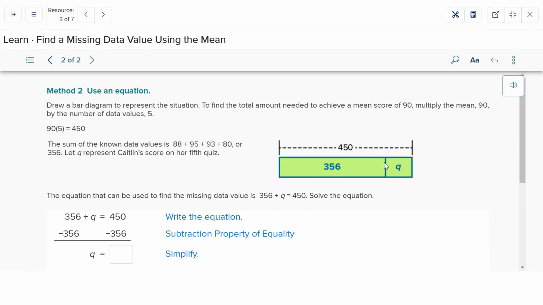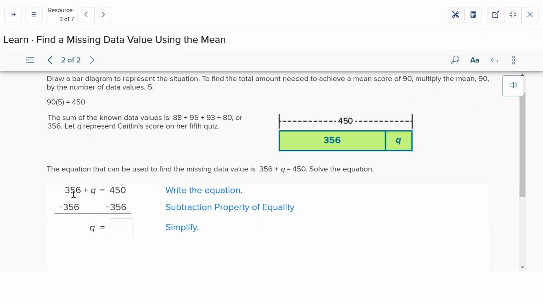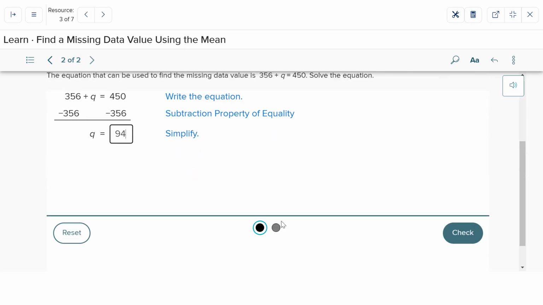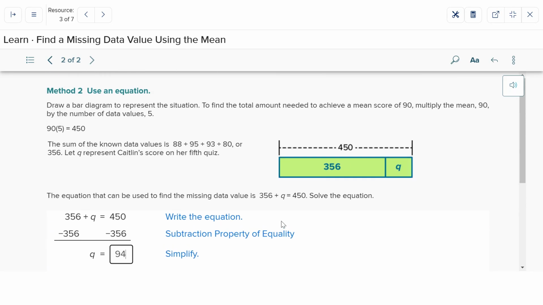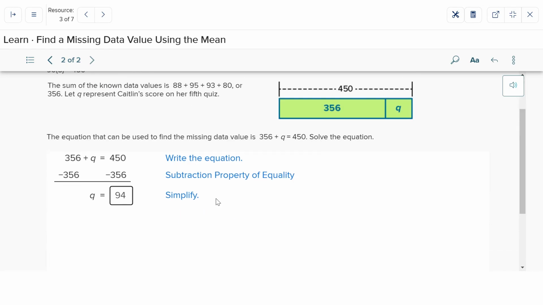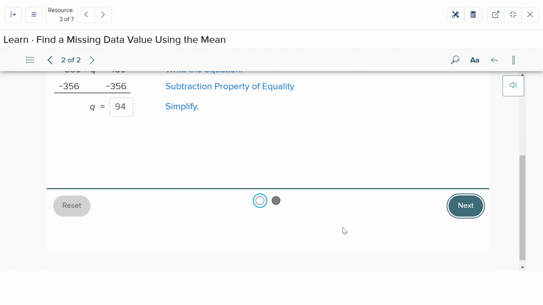And then the leftover, we're just using this variable q for quiz. So then we can write the equation. We can go 356 plus q equals 450, and we can use our properties or our algebra to solve these. So if we subtract 356 from each side, then you can find that you're still going to get that answer of q equals 94. So there's 2 ways to do that. You don't have to use the visual to represent that. You can go straight into the equation piece if you want to. All right.